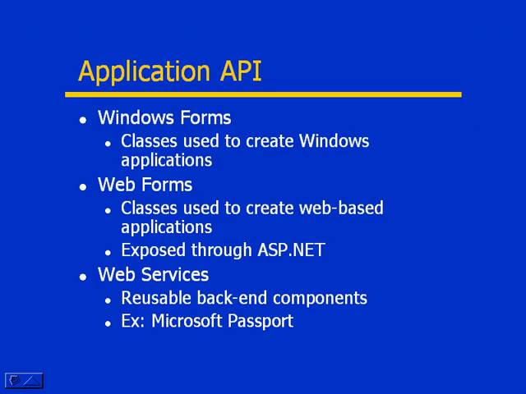So Windows Forms, or WinForms, are basically classes that we use to create Windows applications. All of the classes that we use to represent the actual windows themselves and the controls that we place on the windows fall under the category of Windows Forms. So if you're building desktop-style applications, you'll be using WinForms.